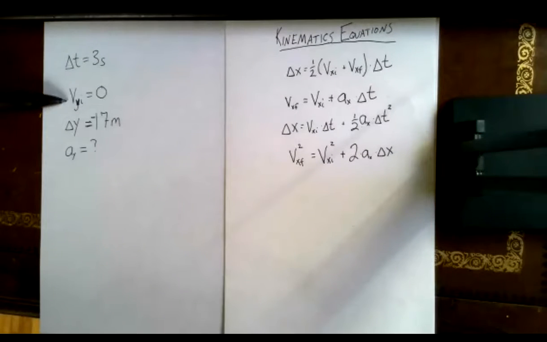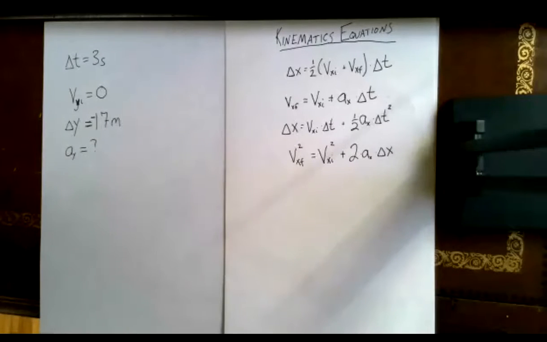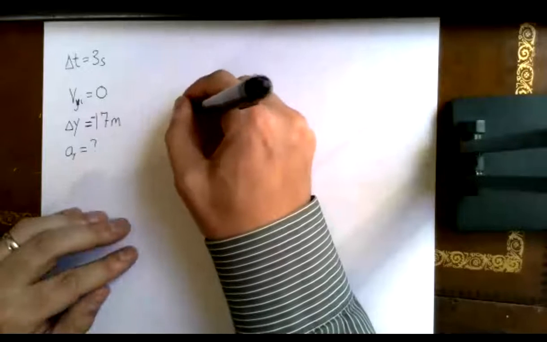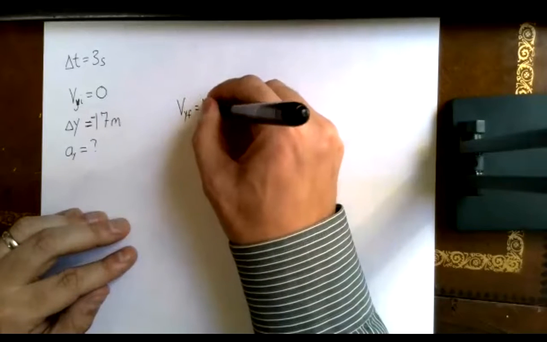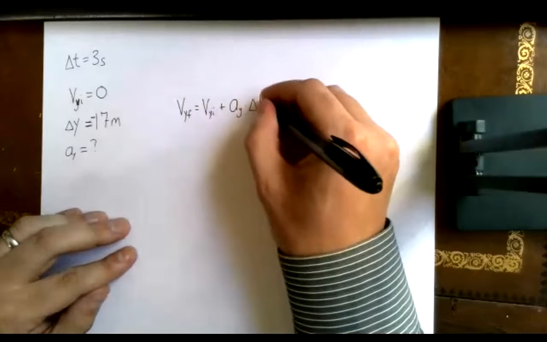Okay, so I have delta T, I have VYI, delta Y, and AY. So which of my kinematics equations would I pick? The one that has those 4 symbols? The first one. Wait, no. Not the first one, right? Because that's got a VXF, and we don't have that at all. The second one. There you go. Second one sounds good, Zeke. So I'll copy that down. I've got my final velocity equals my initial velocity plus acceleration times time.